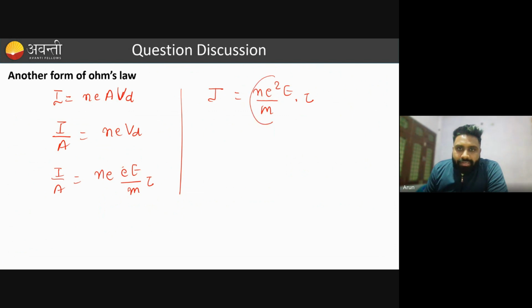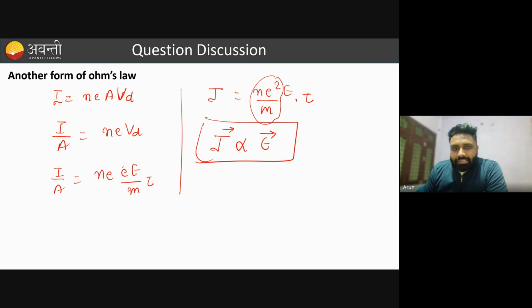Now all these quantities, ne square upon m into tau, are constant. So J is directly proportional to E. This is another form of Ohm's law. J is the current density, E is the applied electric field, and V is the applied voltage, which we have already derived from this. Got it?